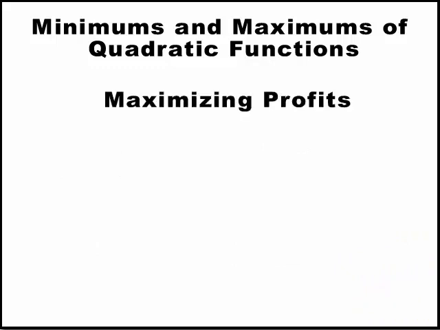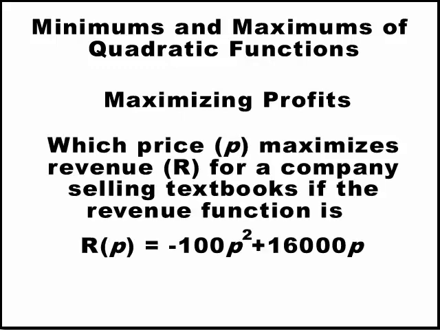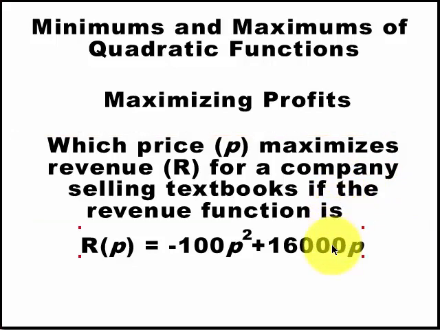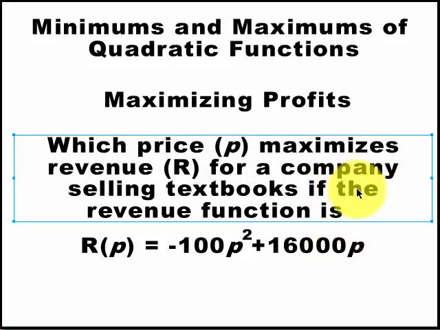So here's our problem. We're going to maximize profits based on a quadratic function. Which price P maximizes revenue R for a company selling textbooks if the revenue function is this? Make sure you understand the question. Your x value is the price of the book, that's your little p. When you plug in p, whatever value comes out on the other side is your R of p, your f of x.